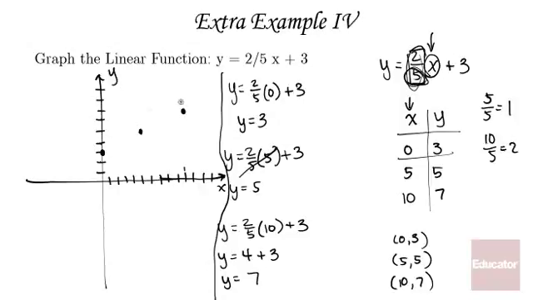So they're pretty much all in a line here, and then it's good to use a ruler to connect them. And there's your linear function, and you can go ahead and label it y equals 2/5 x plus 3.